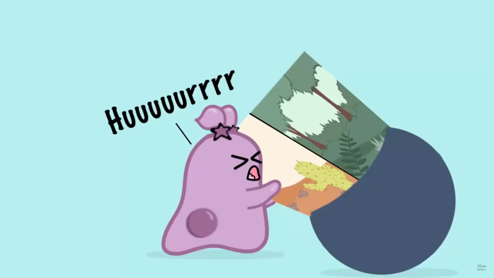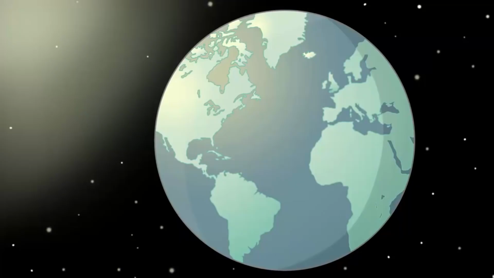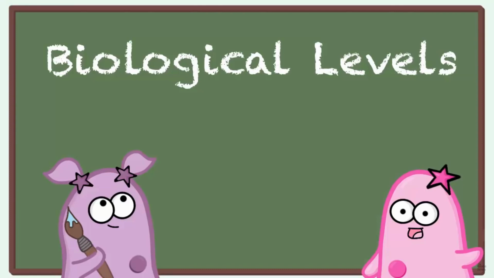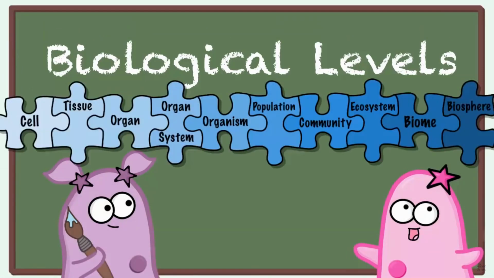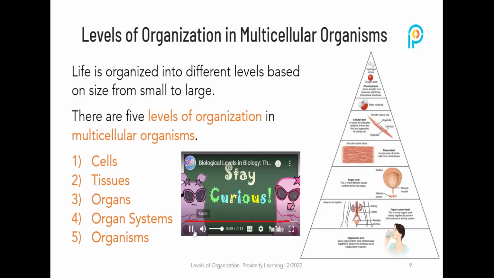Now, what happens when you put all the biomes together? Well, now you are talking about the level of the biosphere. The biosphere includes anywhere on our planet where life is supported. It is the sum of all of the biomes, all the areas where organisms live. Well, we're finished with our tour of the biological levels of organization, but remember, this is just an overview. The more biology you learn, the more you will discover how these levels relate to each other and the whole system. That's it for the Amoeba Sisters, and we remind you to stay curious.